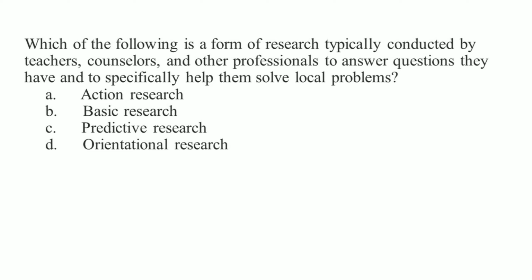Next one, which of the following is a form of research typically conducted by teachers, counselors and other professionals to answer questions they have and to specifically help them solve local problems? Option A, action research. Option B, basic research. Option C, predictive research. And option D, orientational research. Right answer, option A, action research.